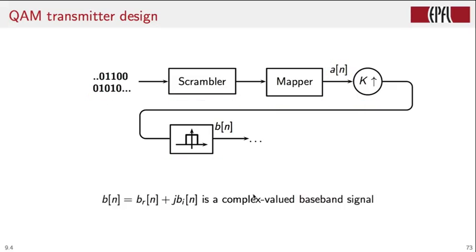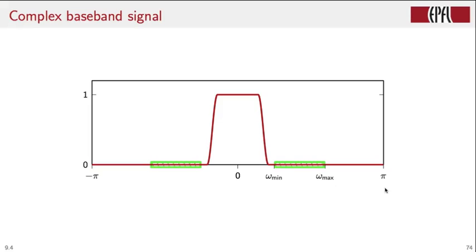Now, the sequence B[n], the upsampled sequence that now fits the bandwidth constraint, is a complex valued baseband signal. Graphically, you can show this: if this is the bandwidth constraint of the channel, positive and negative frequencies, the sequence B[n] is a baseband sequence whose bandwidth fits the bandwidth prescribed by the channel. So now the question is, how do we modulate this while also making the transmitted signal real, in a way that we can retrieve it and reconstruct the baseband complex signal at the receiver?